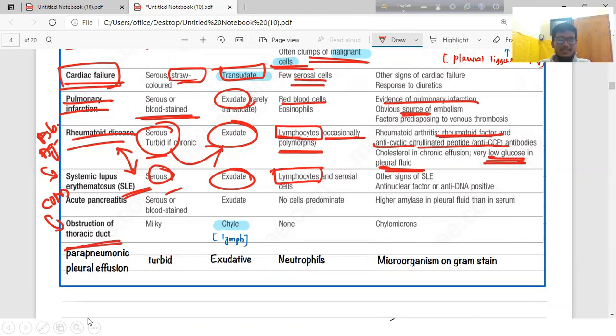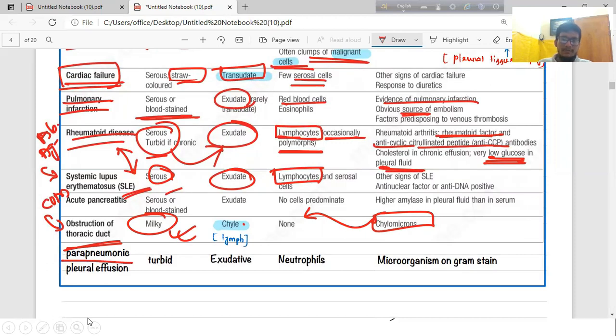Another one is thoracic duct obstruction. It is a cardinal type of pleural effusion. That means the pleural fluid will have a milky appearance. What leads to the pleural effusion? This is due to the thoracic duct obstruction. That means lymph is produced but cannot be drained due to the blockade of the thoracic duct. That's why we will get huge chylomicron in pleural fluid. This chylomicron is actually a fat droplet, and this chylomicron will lead to the milky appearance.